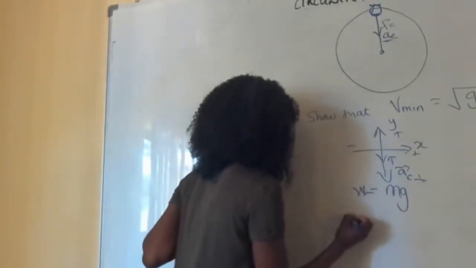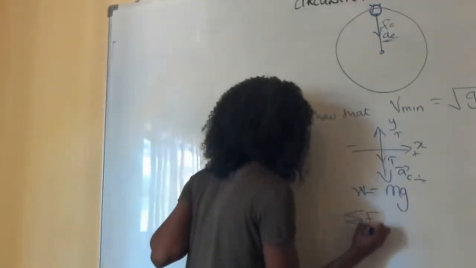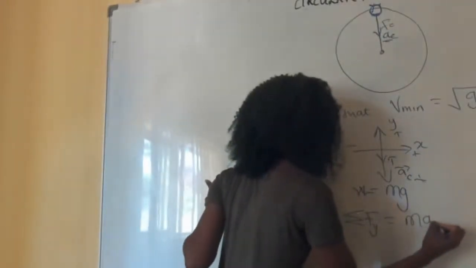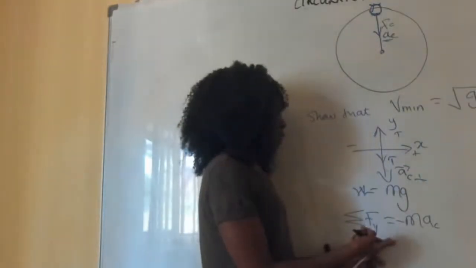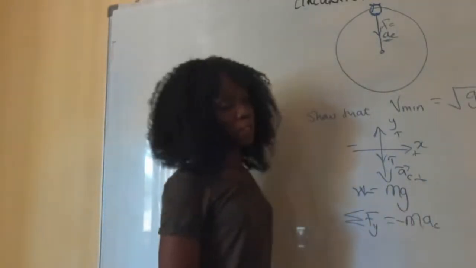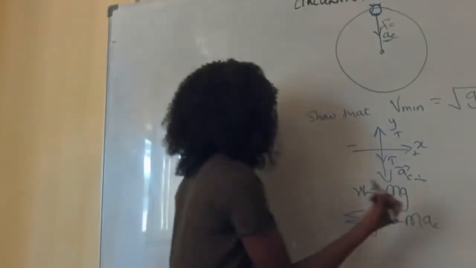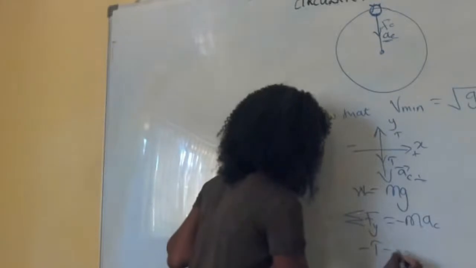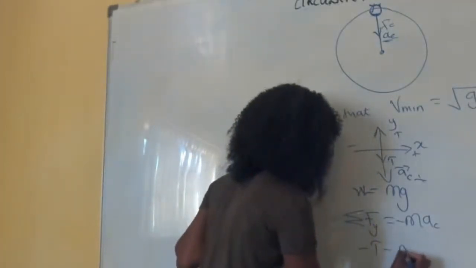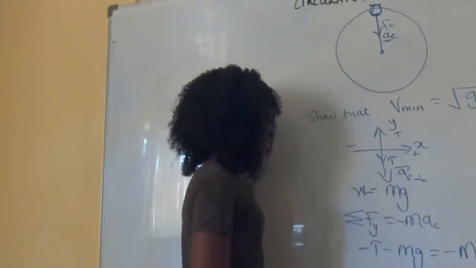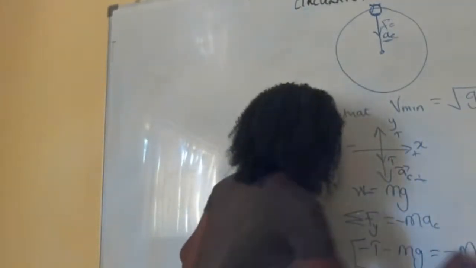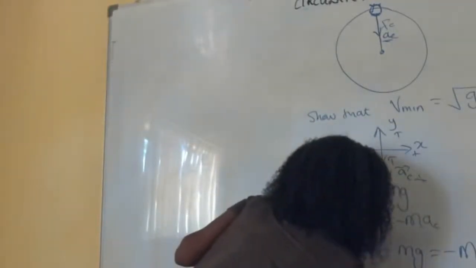We're saying summation of forces in the y-axis. These will produce an acceleration which is centripetal, and this is negative because we've considered our down to be negative. So the summation of forces in the y is just equal to negative m a centripetal. Then what are those forces? We know we have tension, so we have negative tension minus mg. These will produce a negative m times acceleration. So we can just multiply through by a negative to simplify this. We get T plus mg is equal to m a_c.